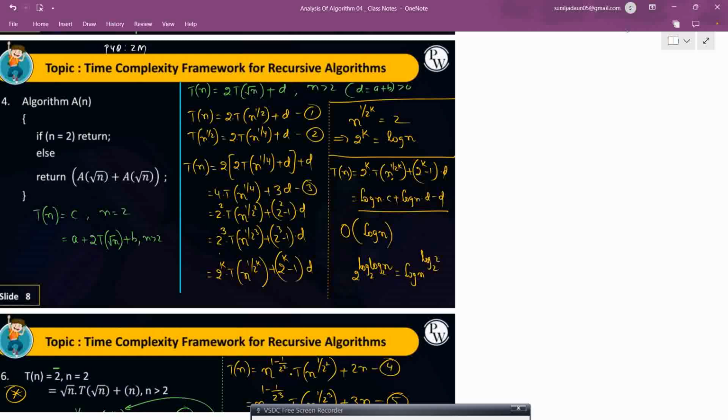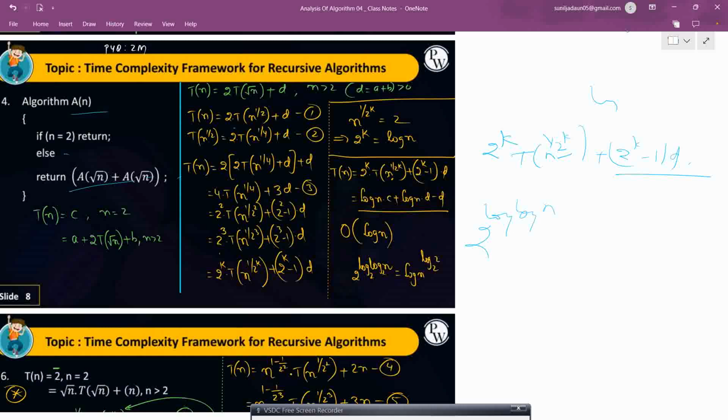Now we have a framework for recursive. This is also a PYQ for 2 marks. This is also. So let's see. 2 into, this is 2 to the power k, T of k plus (k minus 1) into 2. This is the case as we build up. So how do we do that? We take log n here. So our log n, right?